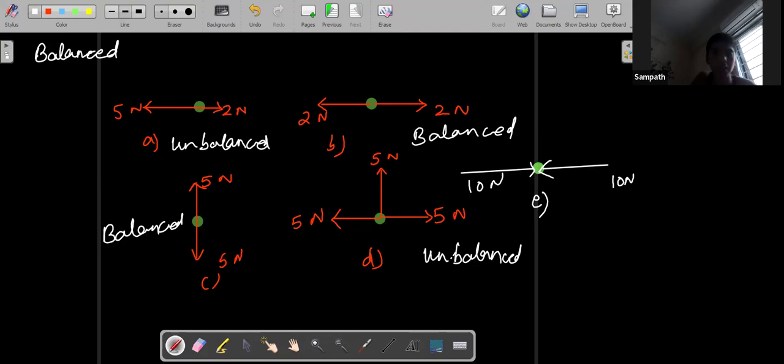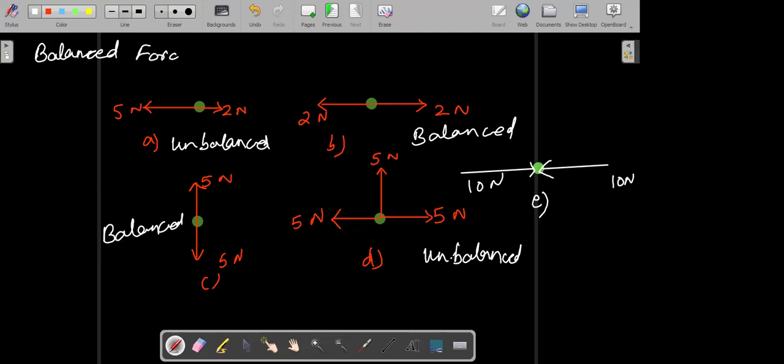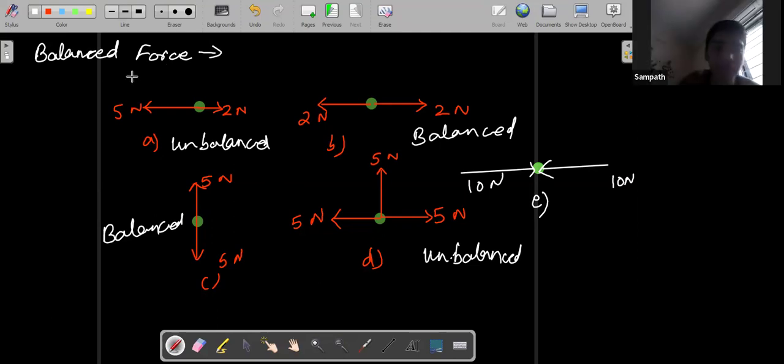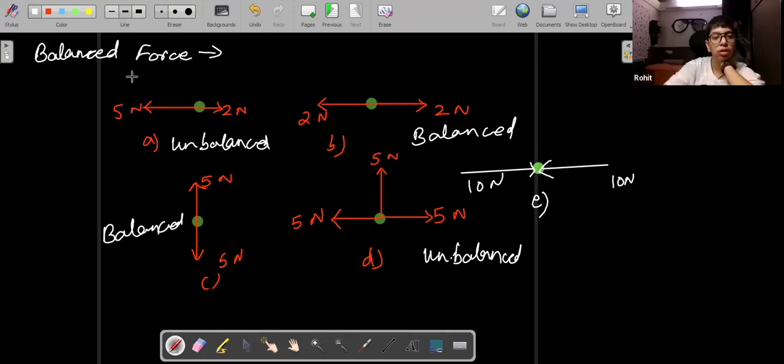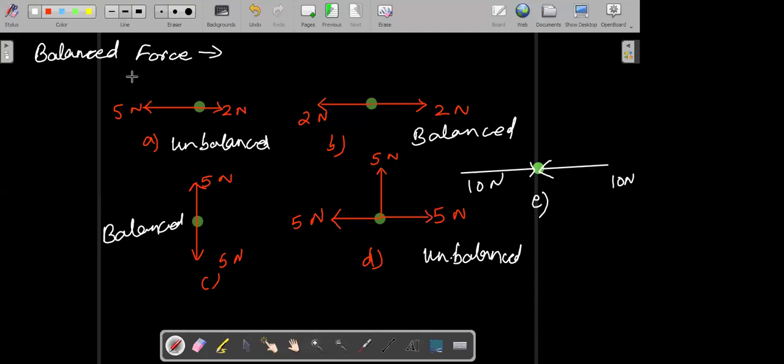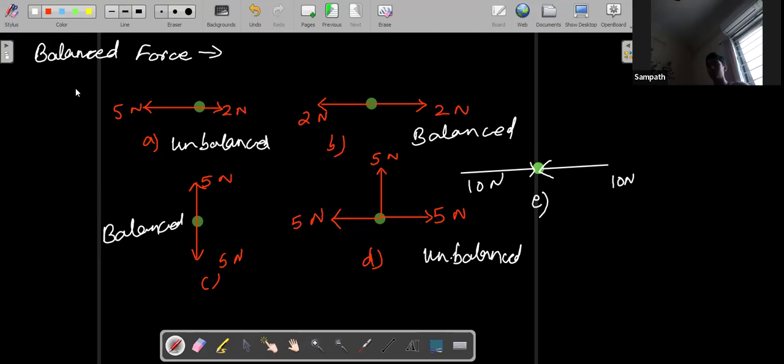No, sir. The object will be at rest only. Yes, what will be there? Sir, the net force will be 0 and there will be no change. Okay, there will not be any change in the state of motion, but will there be any other effect that can be brought about by the balanced forces? No, sir. Okay.